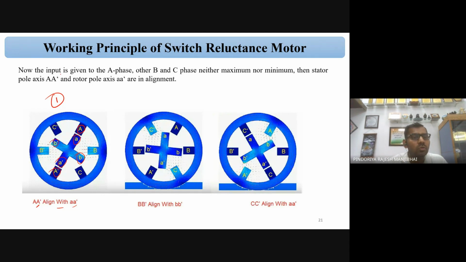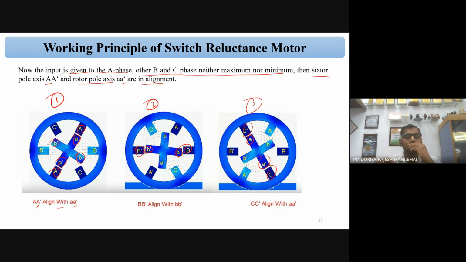Now the input is given to phase A, and the other B and C phases are neither at maximum nor minimum. Then stator pole axis A and A complement and rotor pole axis a and a complement are aligned as per figure 1. In figure 2, you can see B and B complement aligned. Correct? So now the motor is operated for phase B. And then in the third case, C and C complement are aligned, so now phase C is operating.